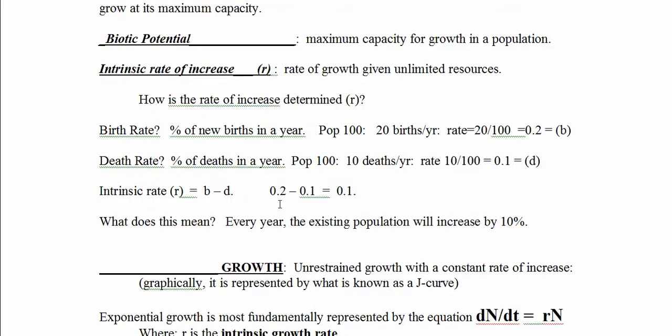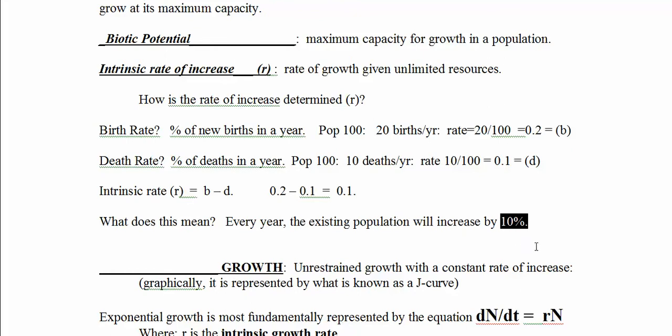But what does that mean? All that means is that every year, the existing population is going to increase by 10%. Okay? But this is the key part that you need to take away when talking about population growth. This is not a fixed increase amount. This is not saying that this population will increase by 10 individuals each and every year. It's saying that this population will grow by 10% each and every year.